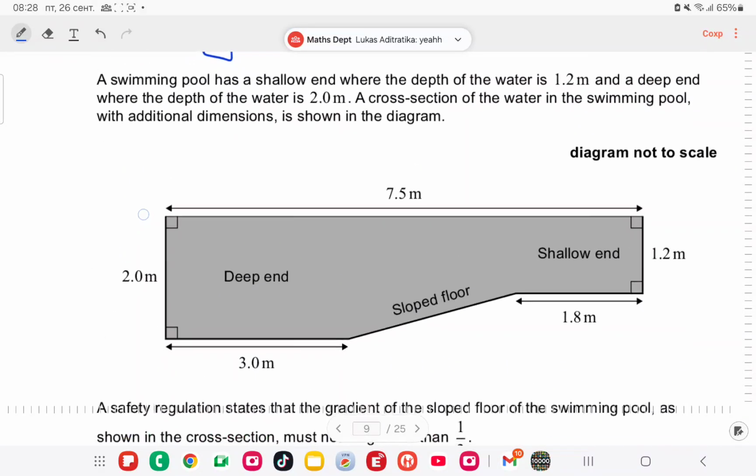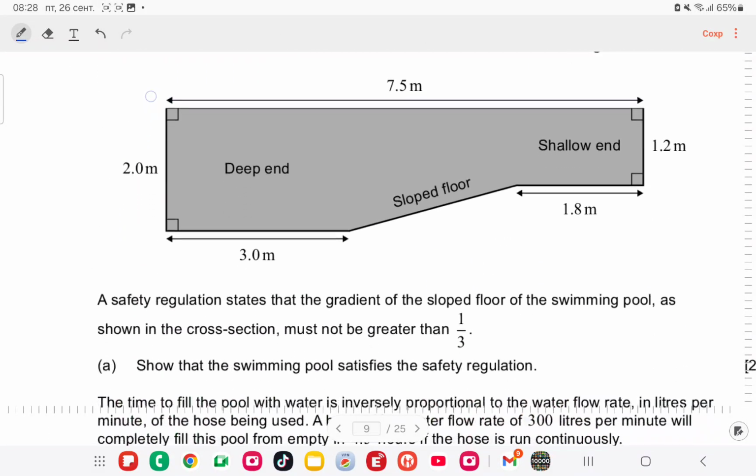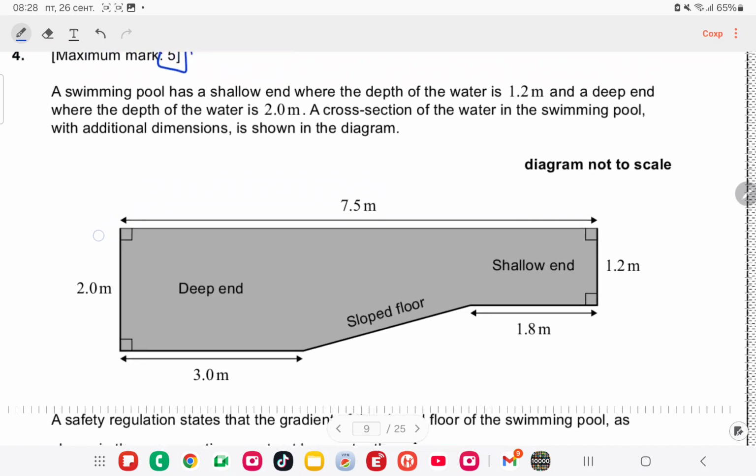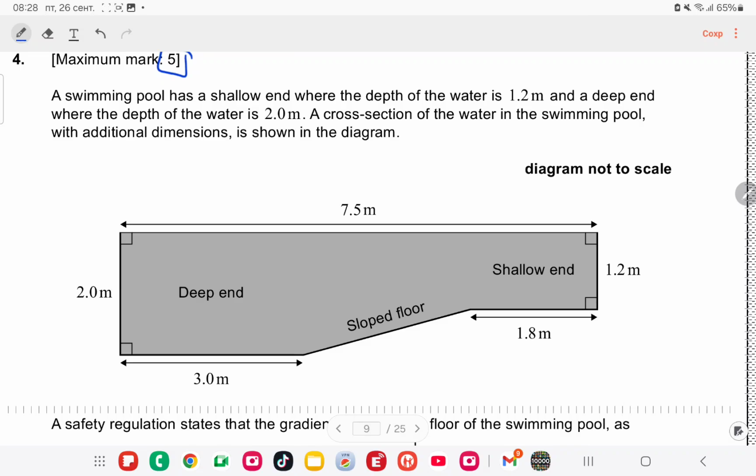First of all, it's better to read the question first: show that the swimming pool satisfies the safety regulation. Sometimes it saves time to consider the diagram first, because usually the most information is represented in the diagram. It's a good hint to avoid reading the initial conditions, because they explain the same thing. It says this is a cross section of a swimming pool.